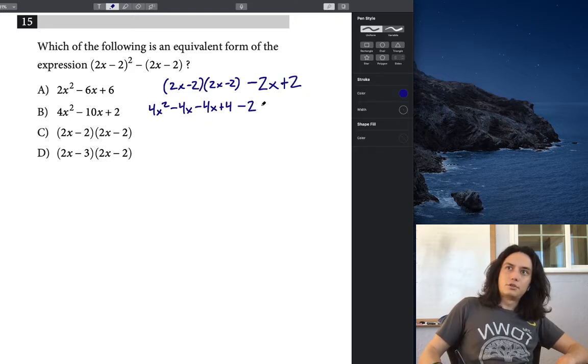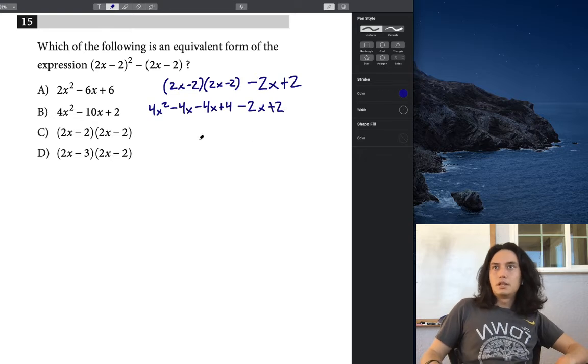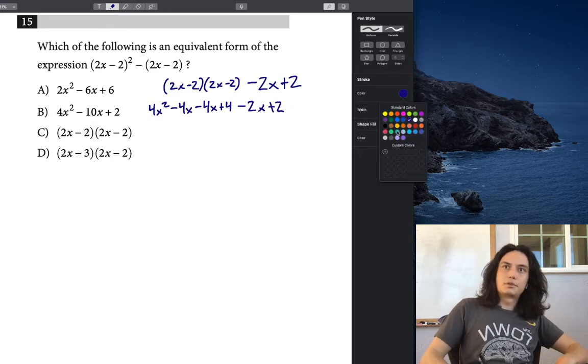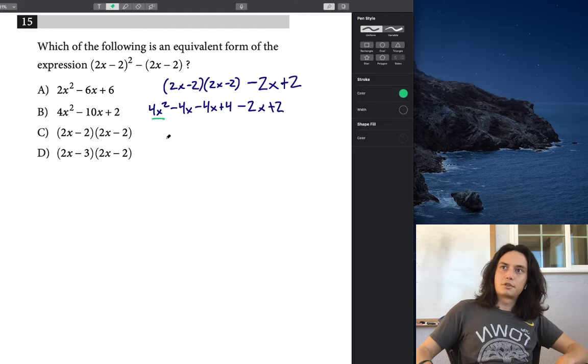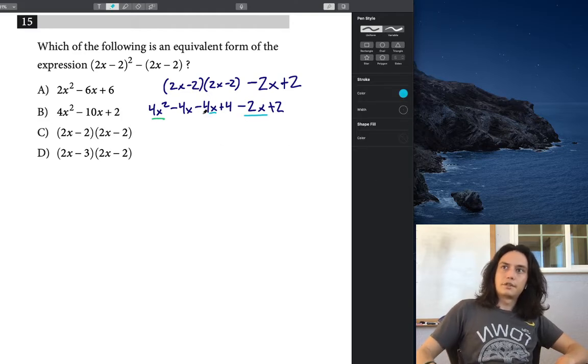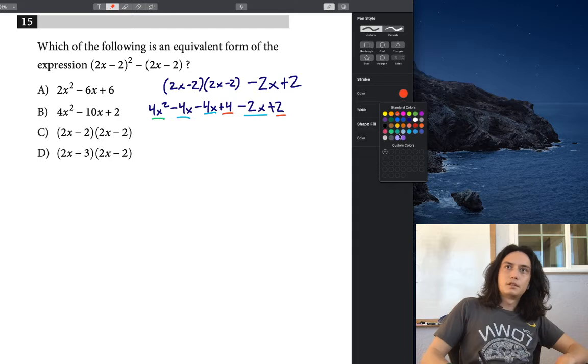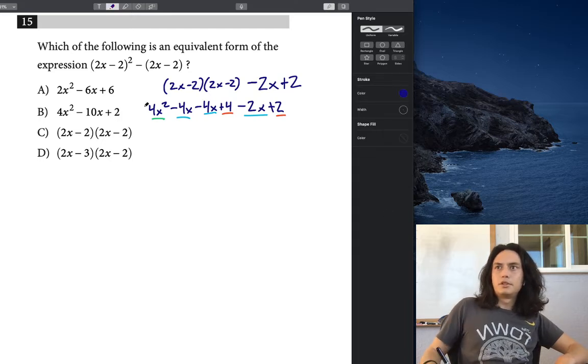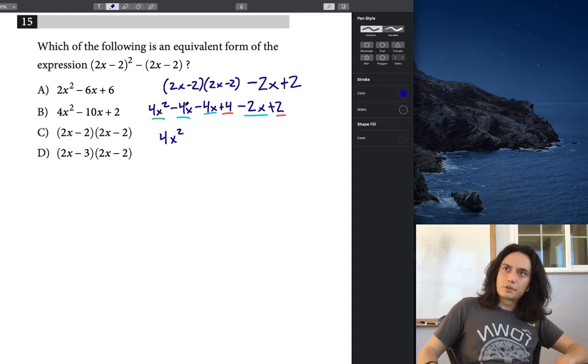All right, and then it's minus 2x plus 2. And we're just going to combine the like terms. Maybe I'll just use some color coding here. Here's the x squared stuff. Looks like there's a lot of x stuff. Here's x stuff, x stuff, x stuff. And then there's just numbers, straight up numbers. So I'm going to do 4x squared. Minus 4, this is negative 8. Minus 2, this is negative 10 x. And then 4 plus 2, this is plus 6.